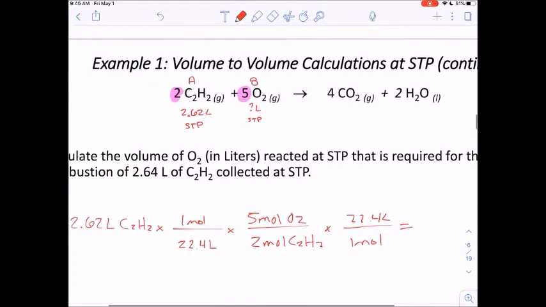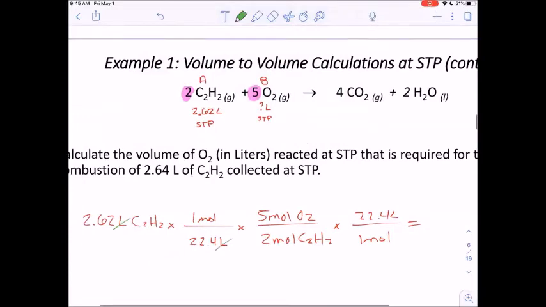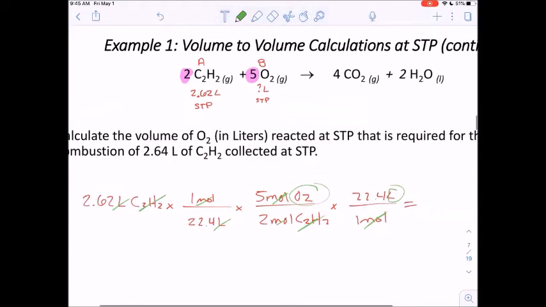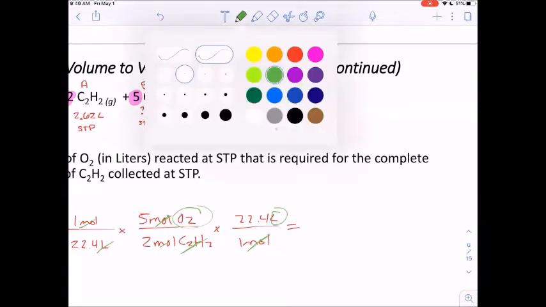And now I'm going to go through and cancel out my units just to make sure I did everything correctly. So I have liters canceling with liters, moles canceling with moles, C2H2 cancels with C2H2, moles with moles, and I'm left in liters of O2. You plug this into your calculator, the whole top multiplied across divided by the whole bottom multiplied across, putting each in its own set of parentheses. So it'd be parentheses 2.62 times 1 times 5 times 22.4. Close those parentheses, divided by, open a new set of parentheses, 22.4 times 2 times 1. Close that set of parentheses and hit enter. And the answer that you end up with is 6.60 liters.